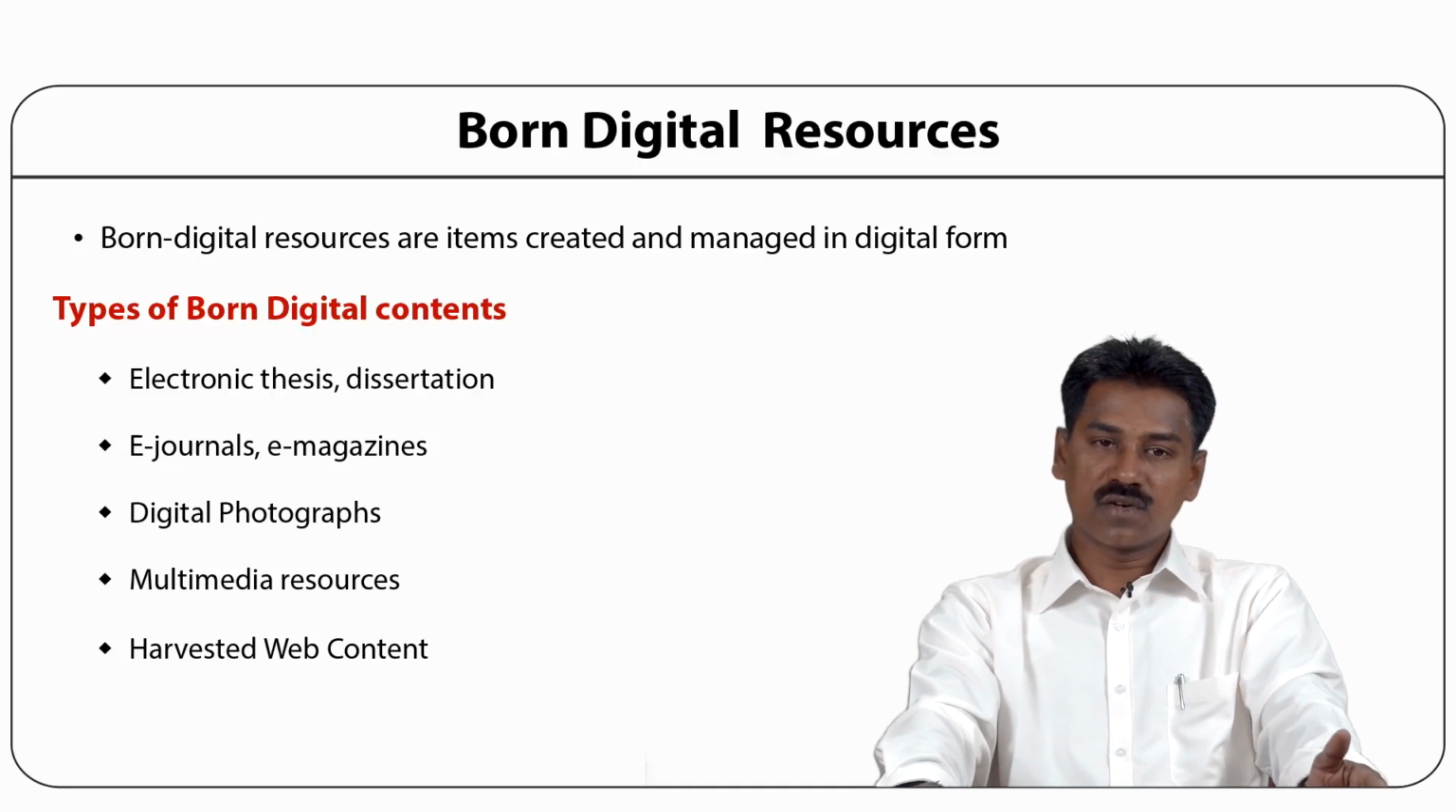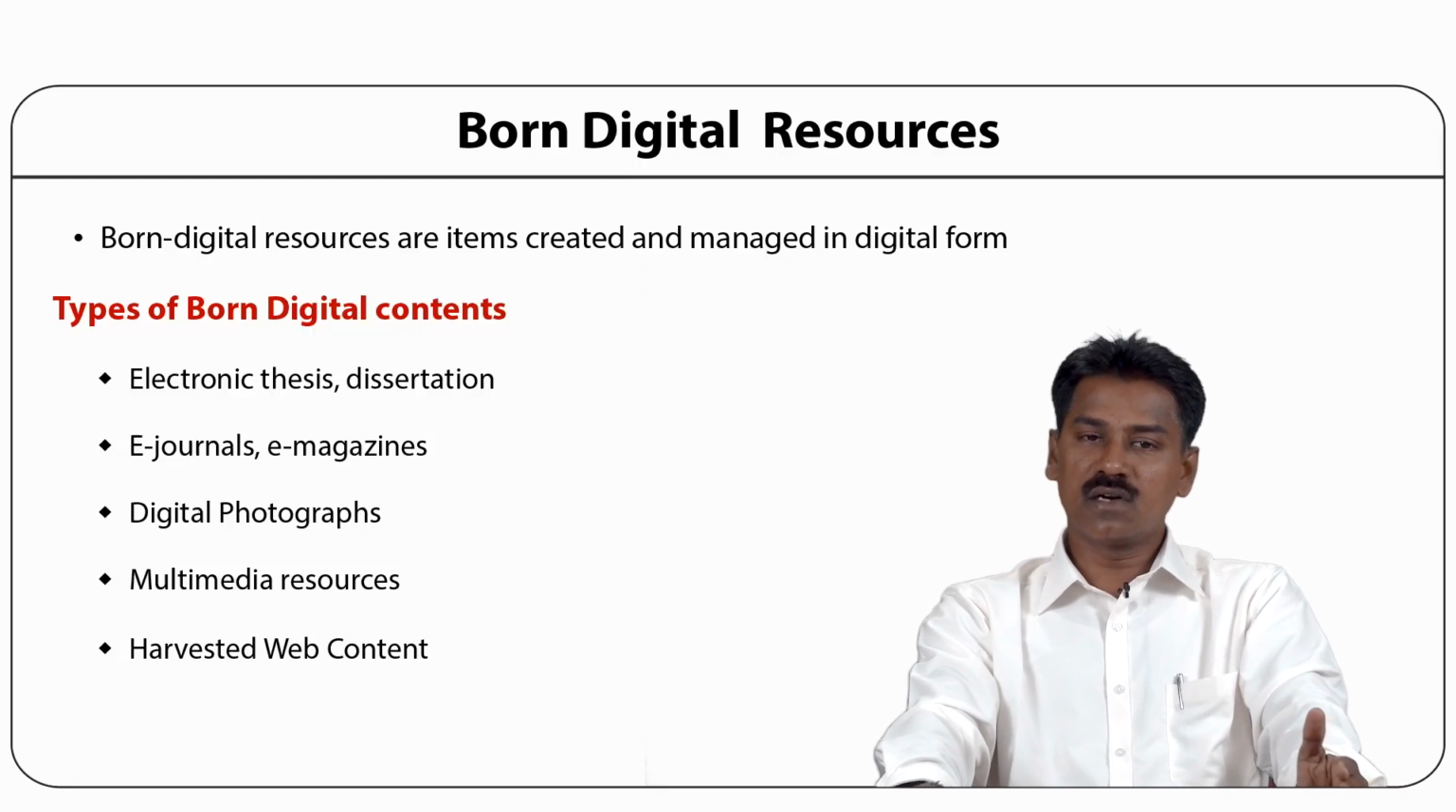Like that, electronic journals and e-magazines are available. These are the electronic journals and magazines subscribed by the libraries that we can add into our content. Next is digital photographs. Digital photographs are available when you take a photo with a digital camera. Apart from this, you can also collect from Google Maps or other Google sites. There we can collect digital photographs.